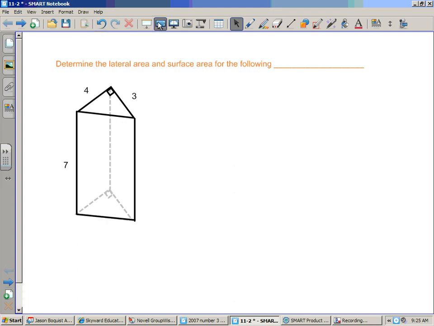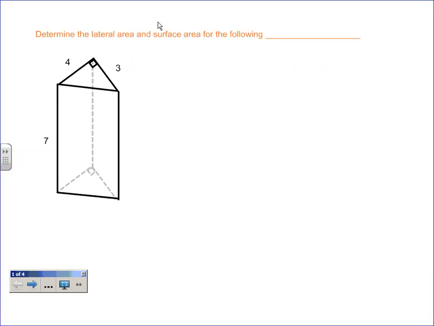11-2. So as we take a look at this thing, it says determine the lateral area and surface area for the following. We're going to talk about what those two words actually mean. But first, I would like you to describe this particular object that you have there. I think it kind of looks like those little things you used to put on your pencils, if you had a hole in it, right? Those little triangular things. But what would it be?